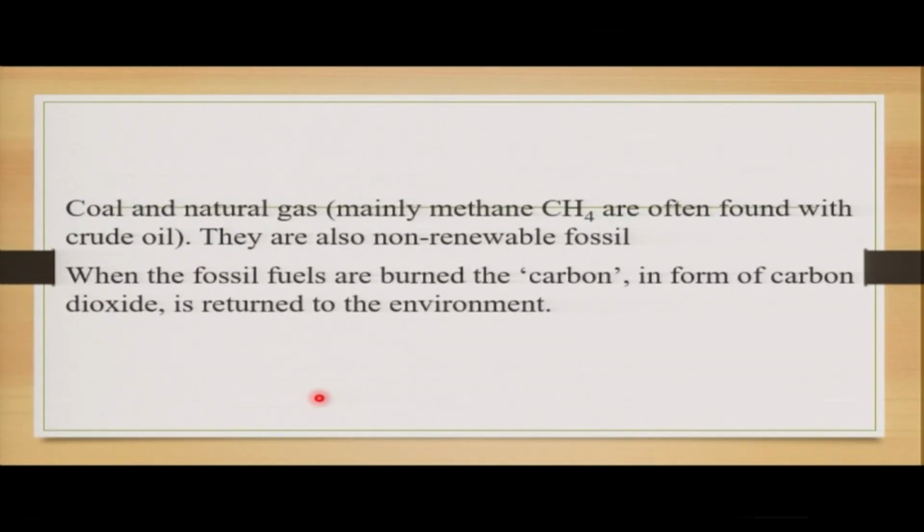Coal and natural gas, mainly methane, are often found with crude oil. We know there is methane gas in Kivu. If there is methane gas, that means there could also be other products of crude petroleum, which may develop at one time, later after a number of years. There are also renewable and non-renewable fossils. They are used and get depleted.